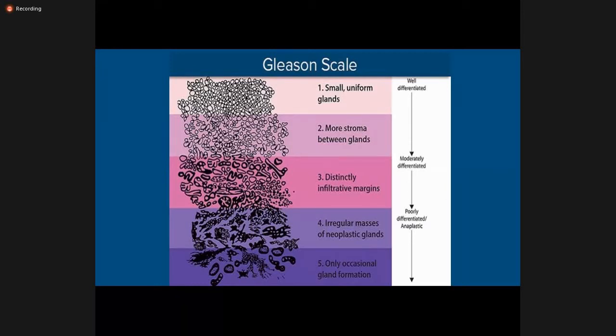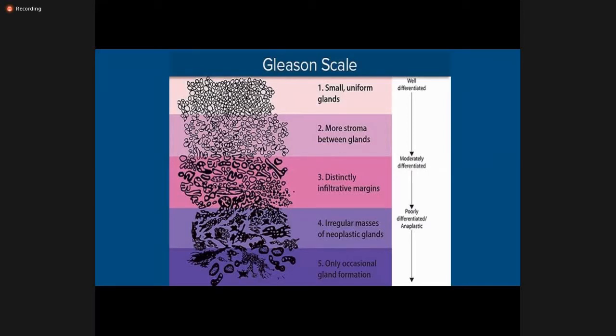Then the histopathologist will look at the slides just like we are seeing on our screen, and he will determine according to the arrangement what the Gleason score is. So the Gleason score basically indicates that the histopathologist will tell you whether this is well differentiated or moderately differentiated or poorly differentiated cancer.